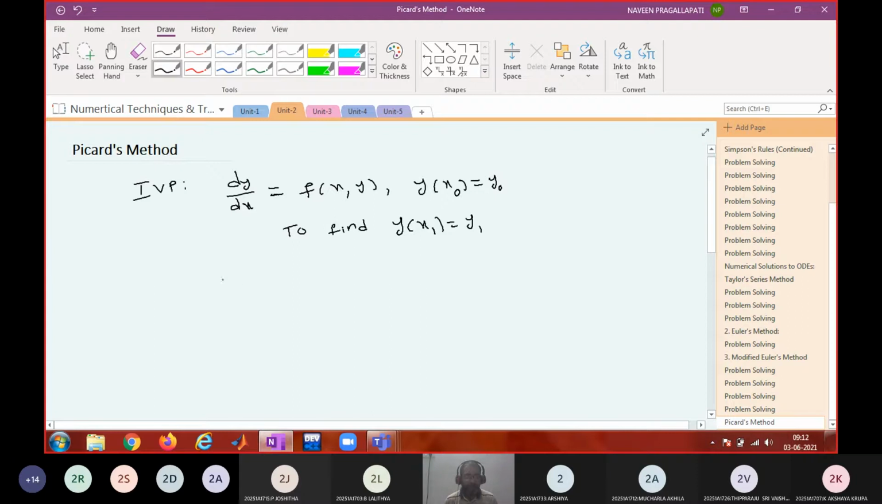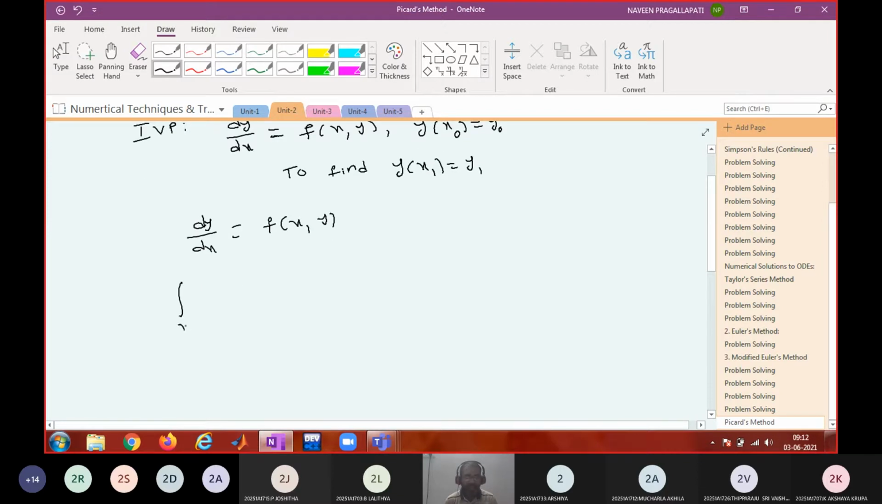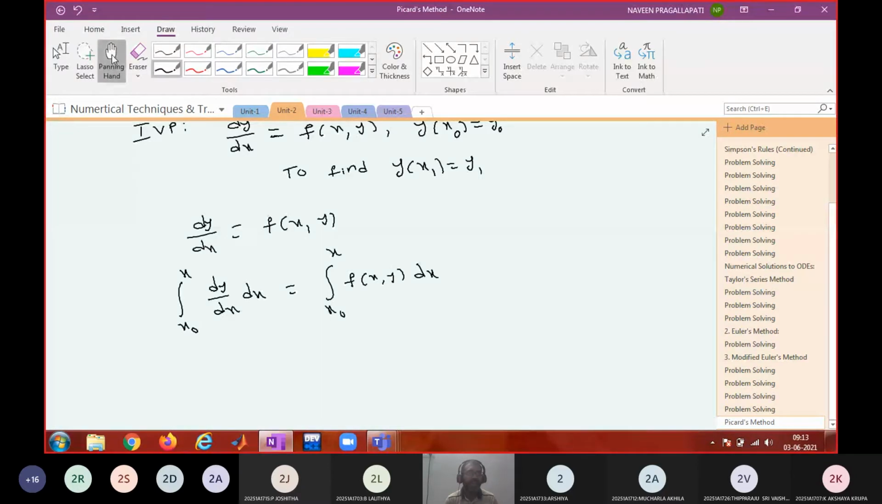So I'm going to show you the rough work. What is dy by dx? It is equal to f of x comma y, right? So if I want to integrate from x naught to x, dy by dx, which is f of x comma y, dx from x naught to x. But there is a notational mistake here. The limit and the variable should not be the same.